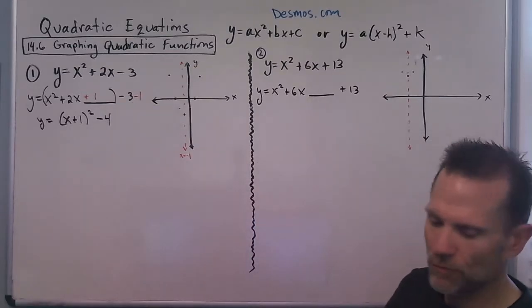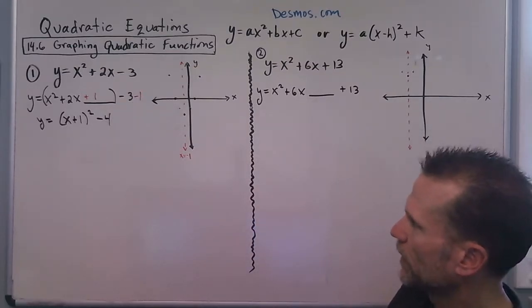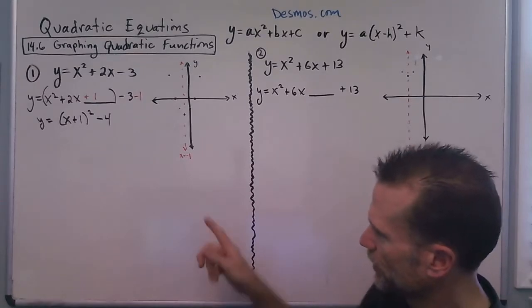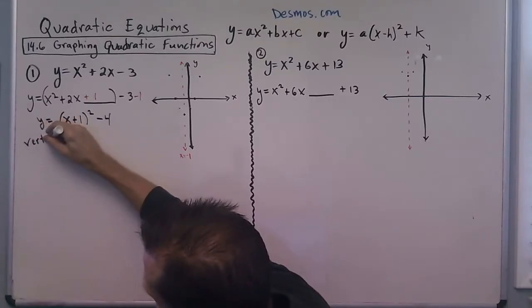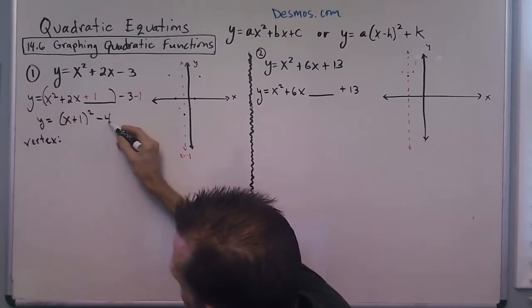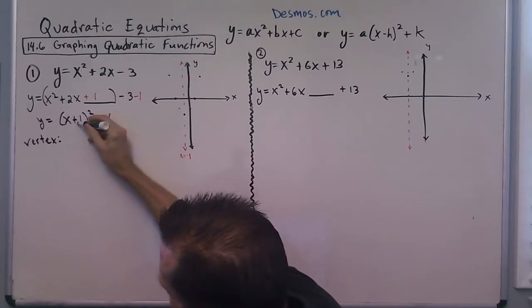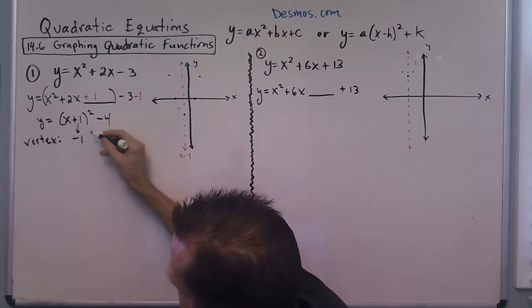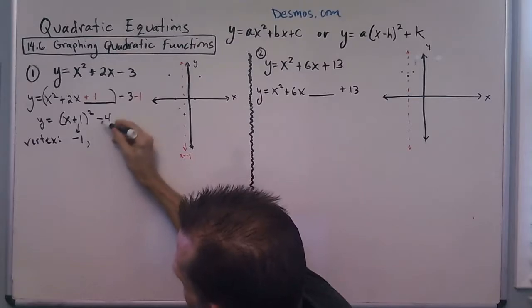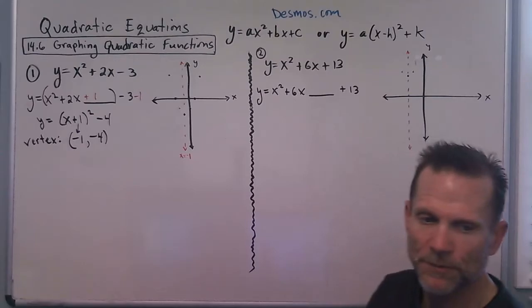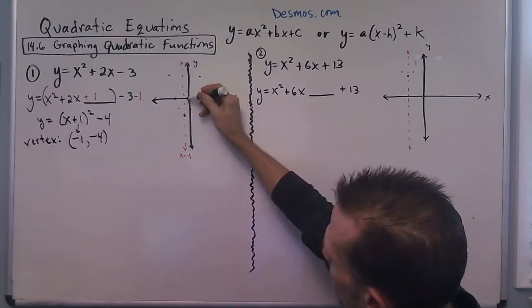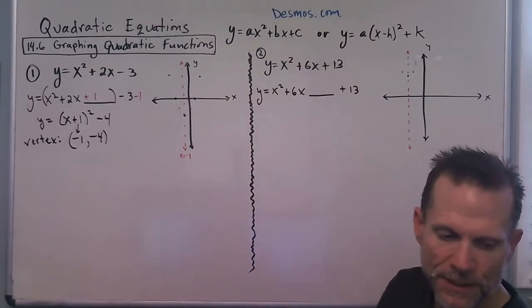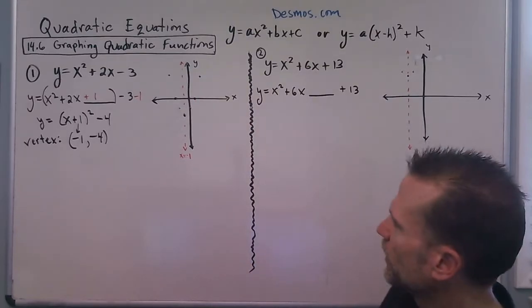Now the advantage of this form of quadratic function is that from this form I can immediately see the vertex. The vertex of this parabola is: I take this value here and change its sign. It's a positive one, so I write negative 1. And this one I don't change the sign on. That's the vertex of the parabola, where the parabola changes direction. I've already plotted that here. There's -1, -4.